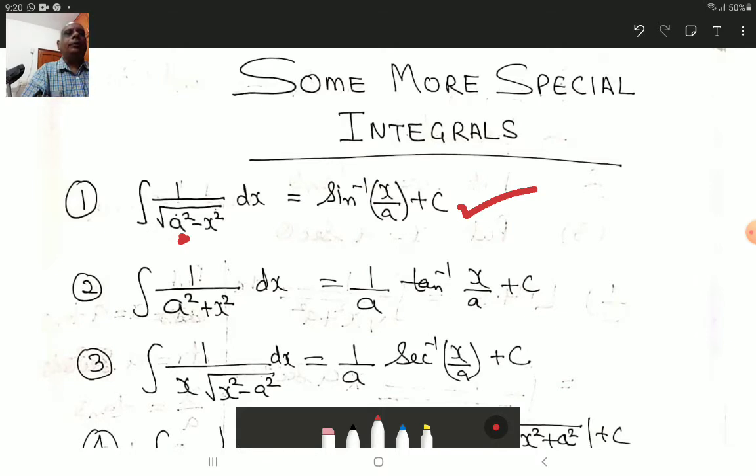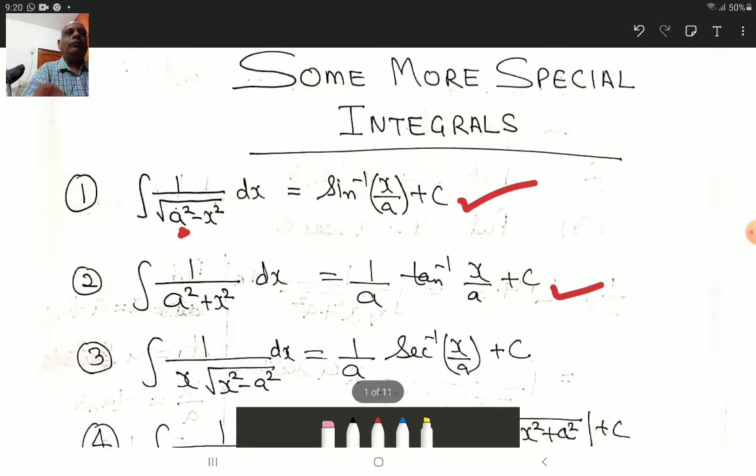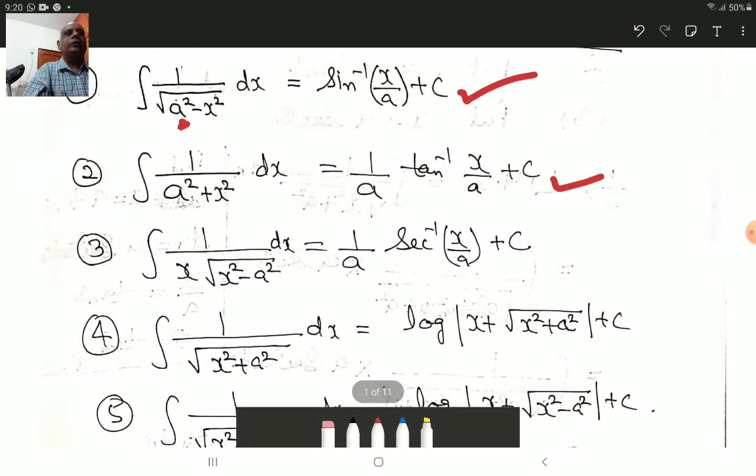We move to the next formula. Integration of 1 upon a square plus x square is 1 by a tan inverse x by a. Next is 1 upon x into square root of x square minus a square. It is 1 by a sec inverse x by a plus c. It is very easy to understand and learn them. If you replace this a by 1, it becomes 1 upon 1 plus x square, whose integration is tan inverse x. But since here a is there, the answer is a bit different. It is 1 by a tan inverse x by a.